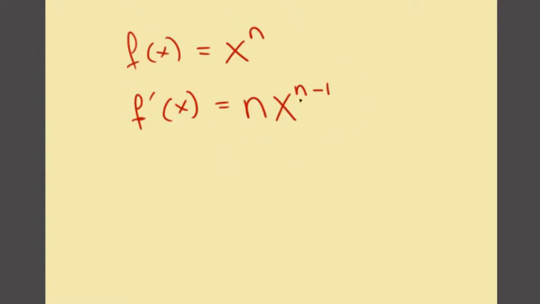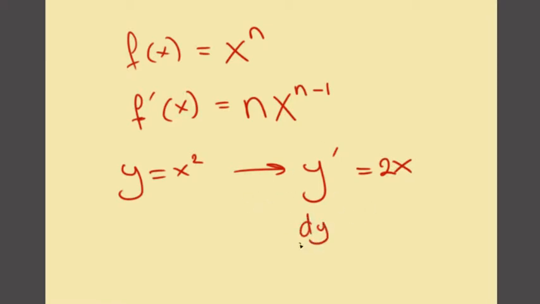Before we put this into context, let's learn some different notations that one might use when differentiating. For example, if y is equal to x squared, when you differentiate this, you'd say y dash. This symbolizes differentiation. In this case, it would be 2x. Another way to symbolize differentiation would be dy over dx.